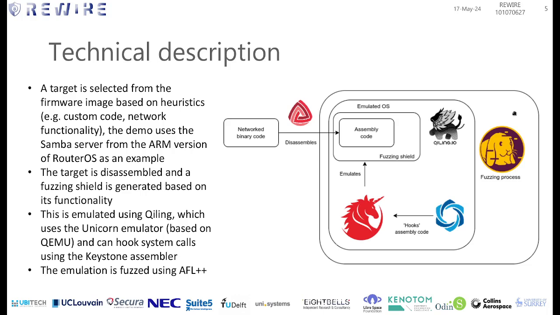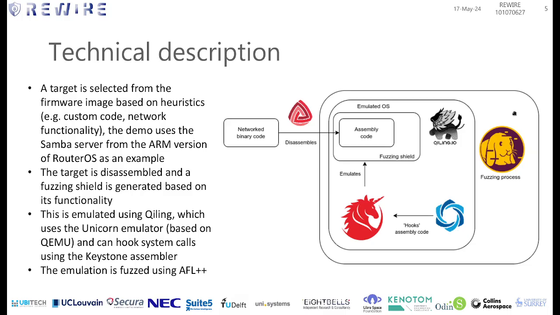The target is disassembled, resulting in assembly code. A fuzzing shield is generated for this target based on its behavior. A fuzzing shield, for those not familiar with fuzzing, is a process that wraps another process to make it easier for the fuzzer to supply input to this process, which can optimize a target by, for example, making it persistent. If you're testing a server, you don't want to restart this server for every input that it receives, etc.